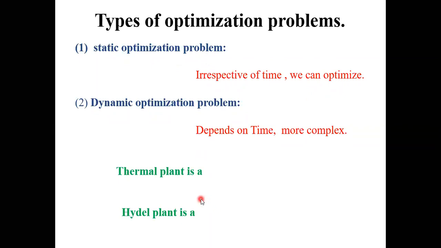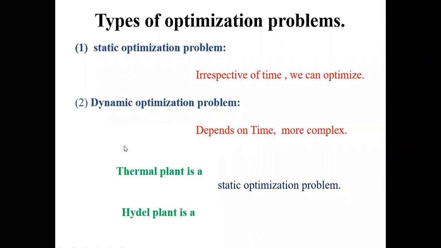Similarly, the hydel plant. When you are considering the hydel plant, it is a dynamic optimization problem. Now tell me, why do we consider the hydel plant a dynamic optimization problem? Here, the basic source for a hydel power plant is water. Now tell me, is water always constant with respect to time? No, because it depends purely on the season.